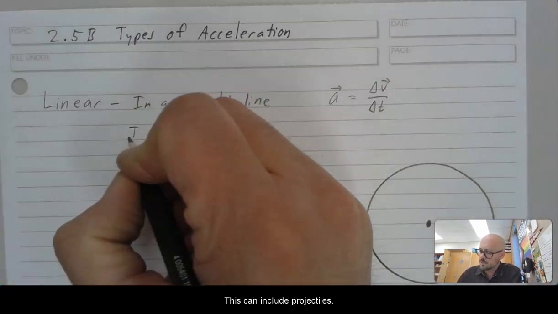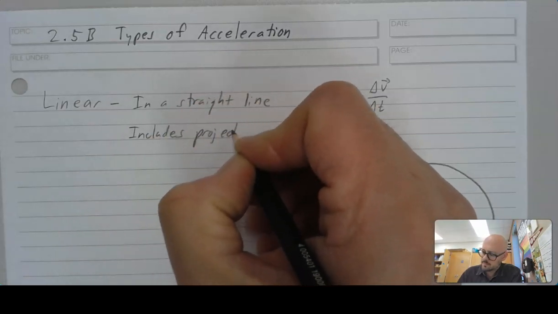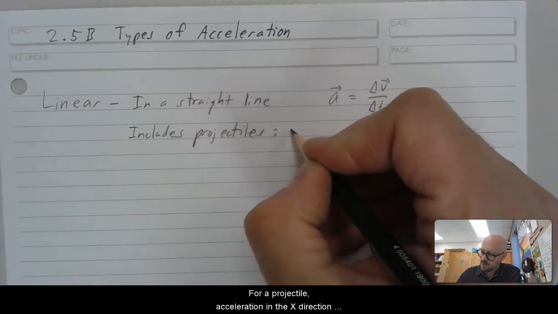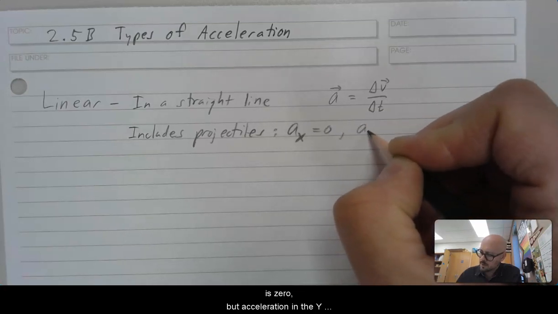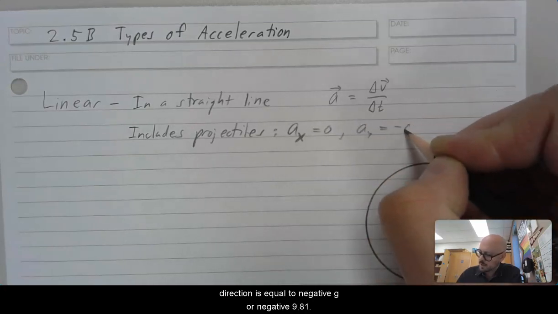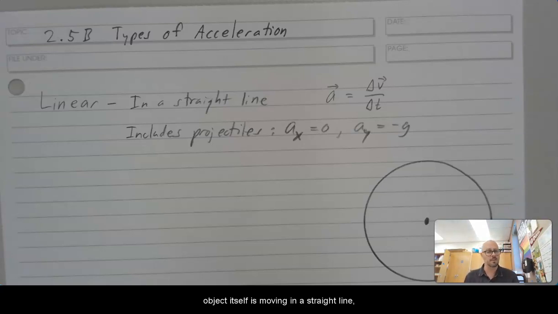This can include projectiles. For a projectile, acceleration in the x direction is 0, but acceleration in the y direction is equal to negative g, or negative 9.81. So linear acceleration does not have to mean that the object itself is moving in a straight line, but it just means that the acceleration can be directed in one of the axes, or sometimes two at a time. So it might be two-dimensional.